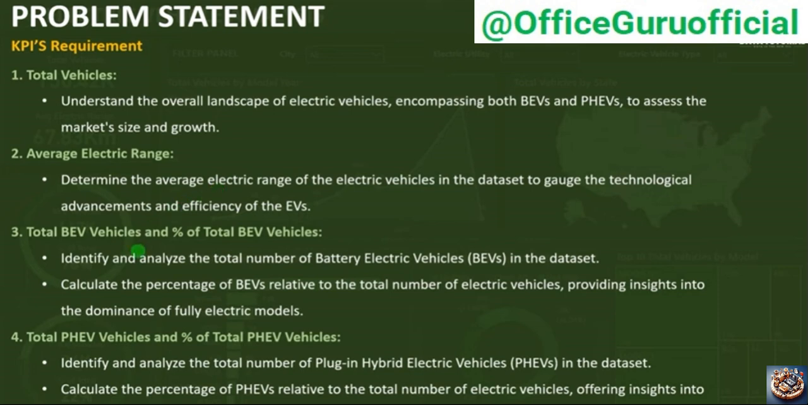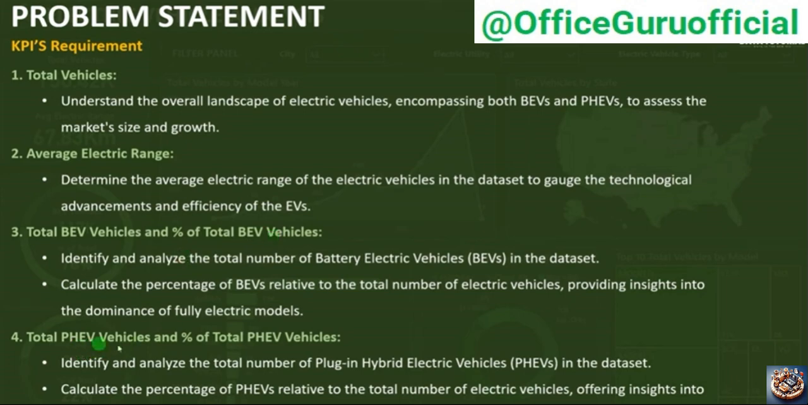The next is total BEV vehicles, that is battery electric vehicles, which are only working on electricity, that is, only battery powered. They do not have any other engine in them. A diesel engine or a gasoline engine is not present, where a combustion engine would be used. No, it is completely clean, a battery electric vehicle. So we want to find out the total BEV vehicles and the percentage of BEV vehicles out of all the total vehicles. Getting or not?